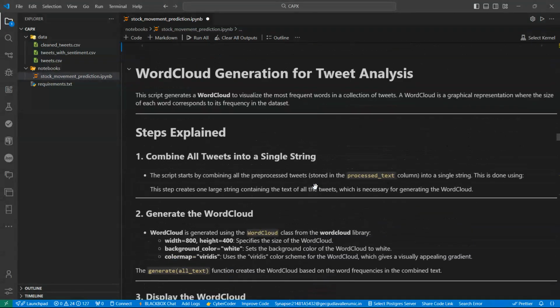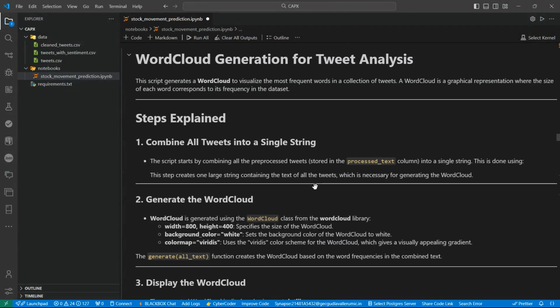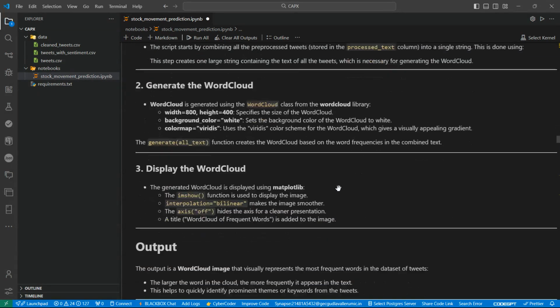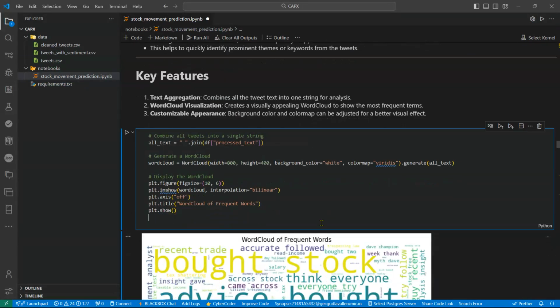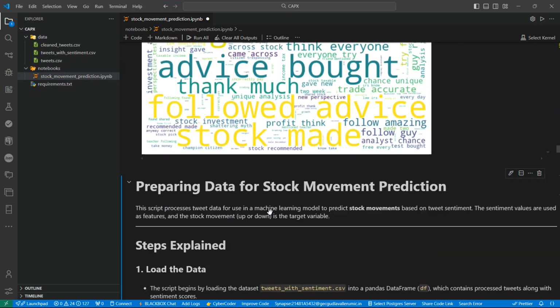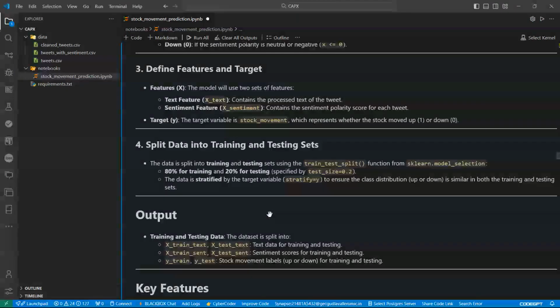Okay. Then we are combining with the word cloud. Word cloud generation is mainly used to show how the data is represented and how many times each word appears. The most recurrent data is represented as highlighted text. The most frequent values are presented in a bigger size, preparing the data for stock movement prediction.